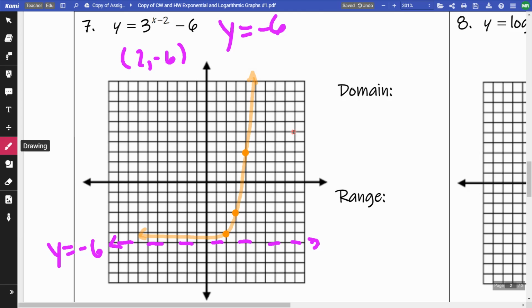My domain is going to be negative infinity to infinity. My range is going to be from -6, but not including -6, up. So -6 to infinity.